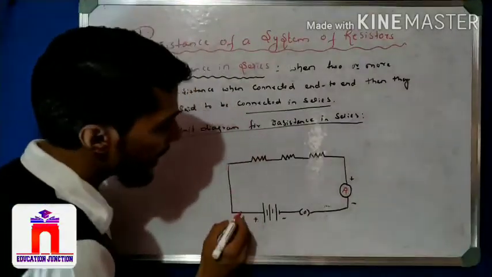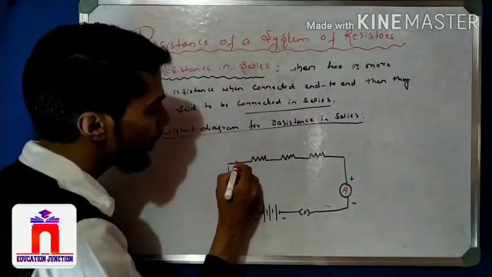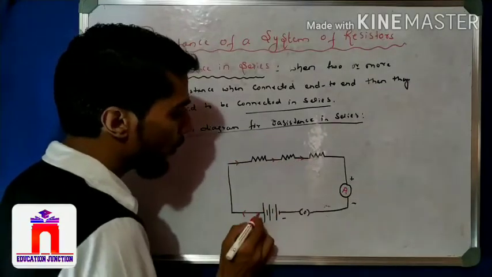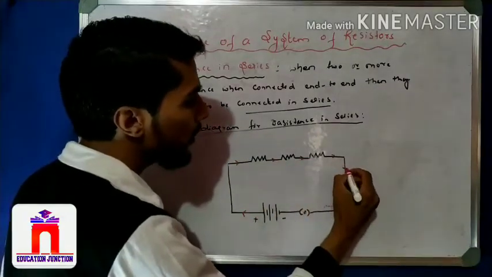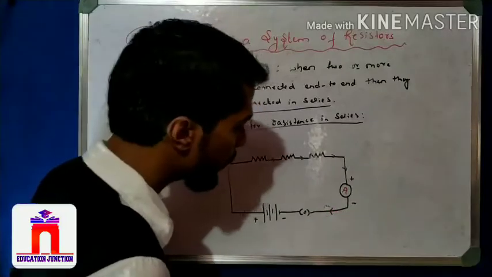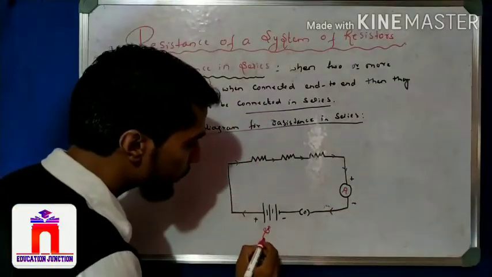So now, what is the direction of the electric current? Current is flowing in this direction, from plus to negative. By convention, the current direction is from plus to negative. Now it is the battery.